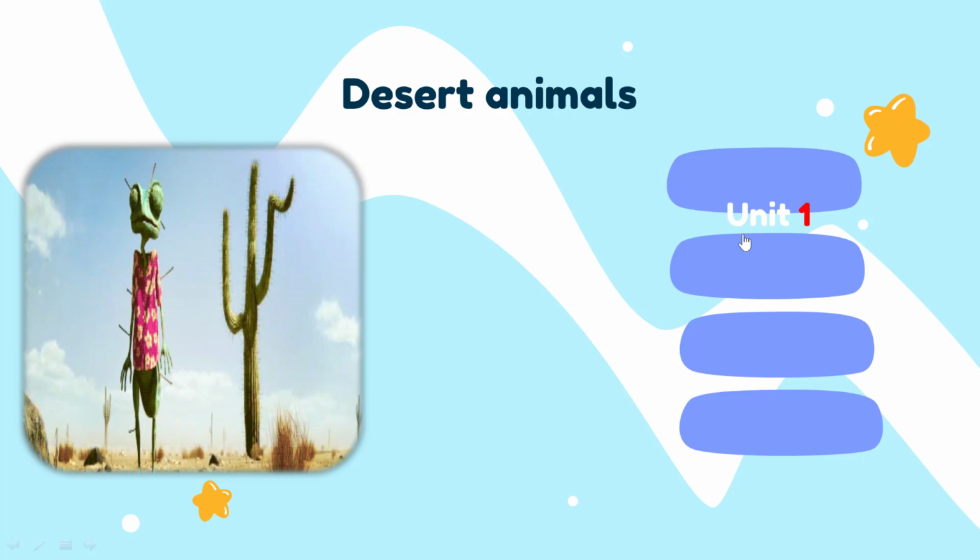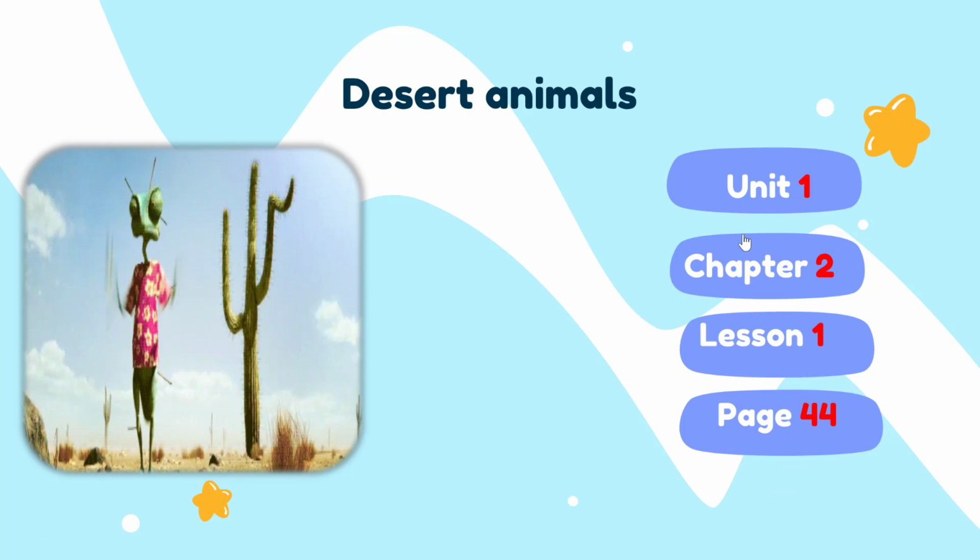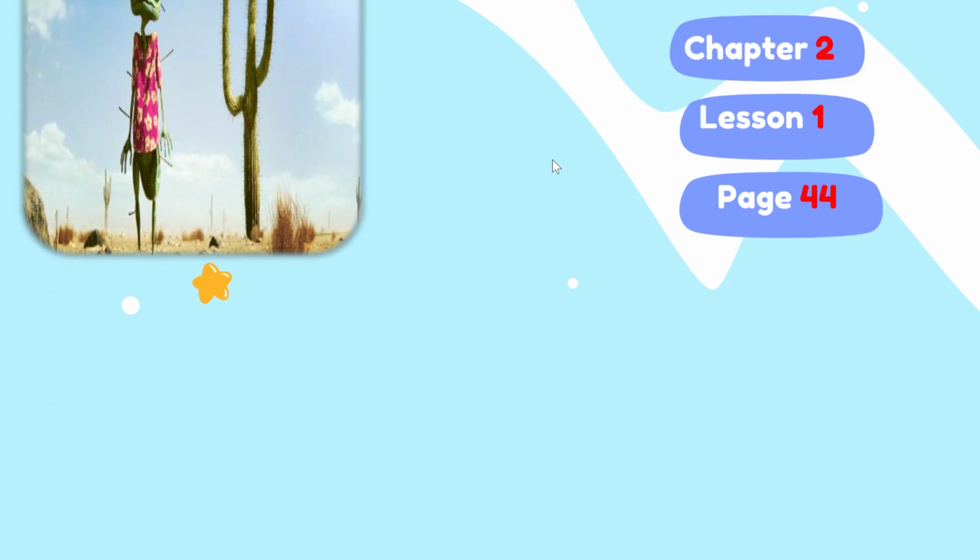You can now open your books at page 44. We have desert animals. Okay, in the lessons that passed, we learned about the plants in the desert. But now we're going to learn about some animals that can live in the desert.